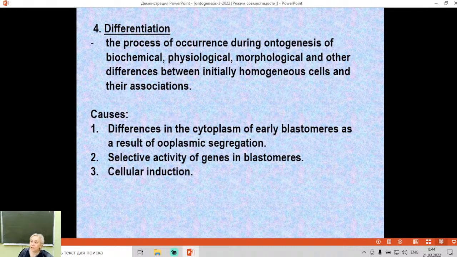For example, during cleavage, you see in blastula, in blastoderm, the same cell. But later you can see nervous cell, muscle cell, epithelial cell, which have different size, different shape.